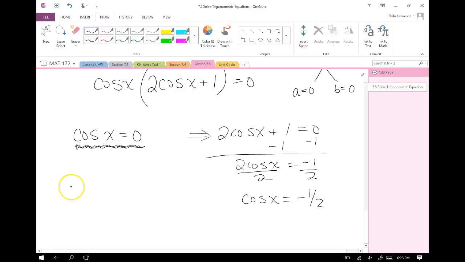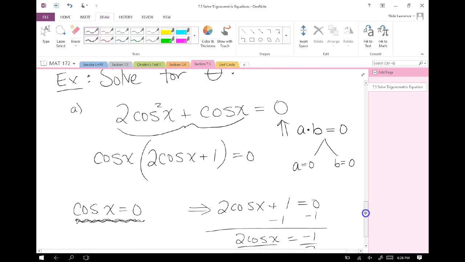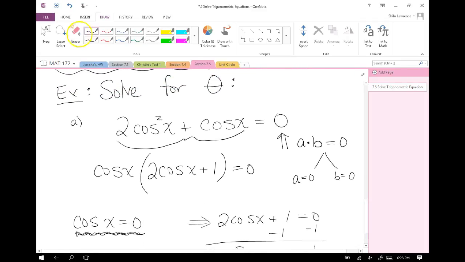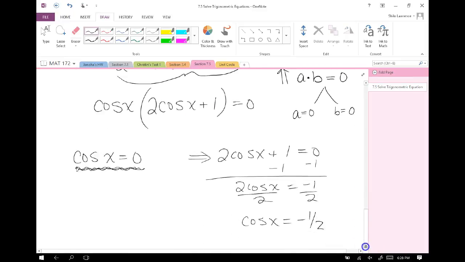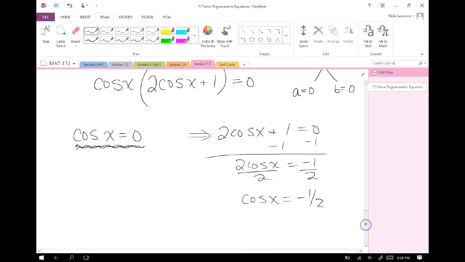So we're looking for, I said I was going to use theta, didn't I? And I didn't. Sorry about that. I did not even use my theta. We'll just change it to x. We are looking for any angles where cosine is either 0 or negative 1/2. Any angle that has a cosine value of 0 or negative 1/2.